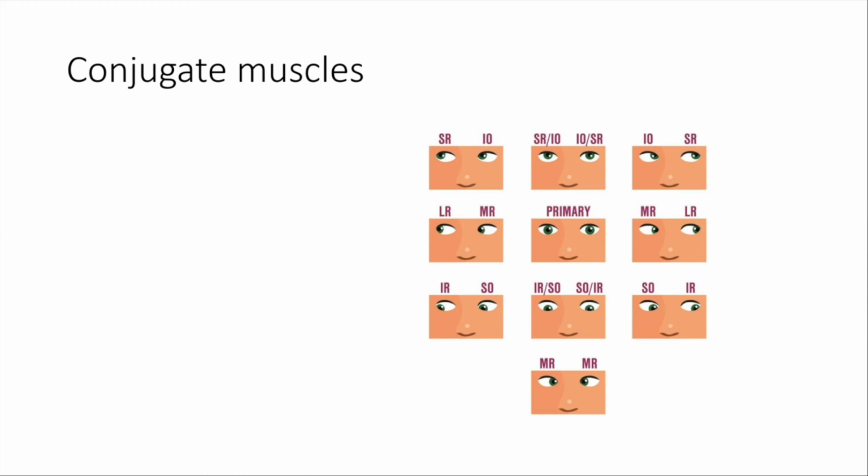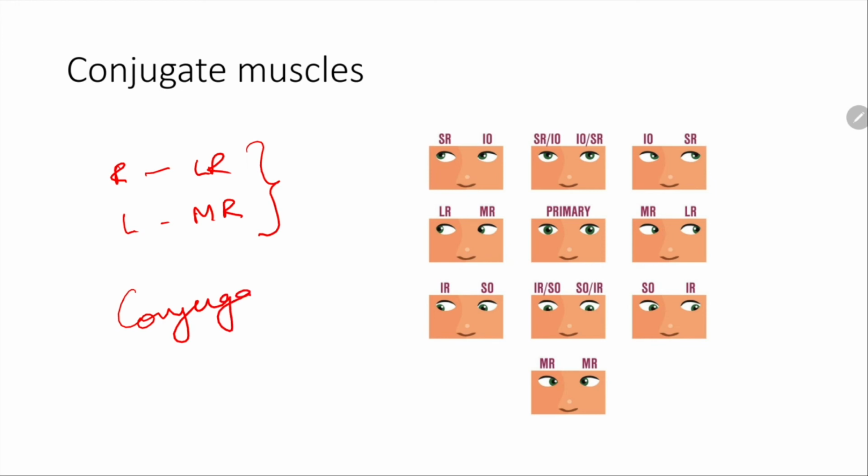So as you can see, let's take any eye position, the simple one, looking right side. So if you want to look towards your right, your right lateral rectus has to act to turn your right eye towards the right side. At the same time, for your left eye, your medial rectus has to act to turn your eye towards the right side. So that way you get binocular vision when you're trying to look right. So the lateral rectus and the medial rectus are actually conjugate muscles. And that is a very important concept to know.